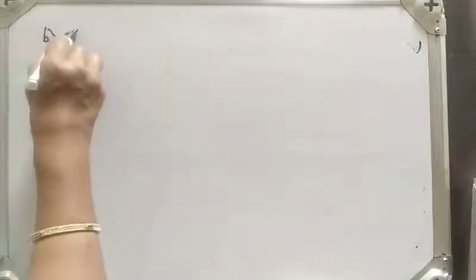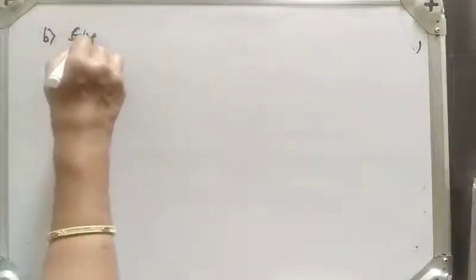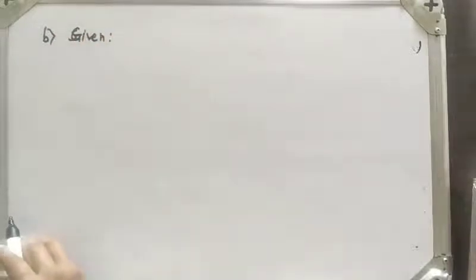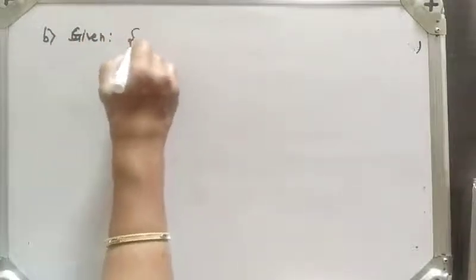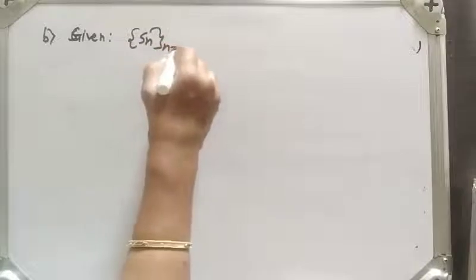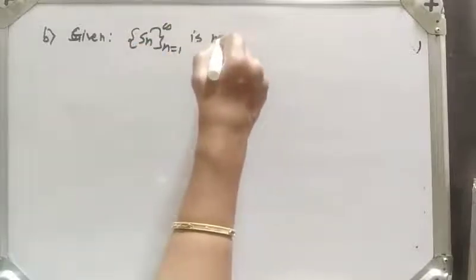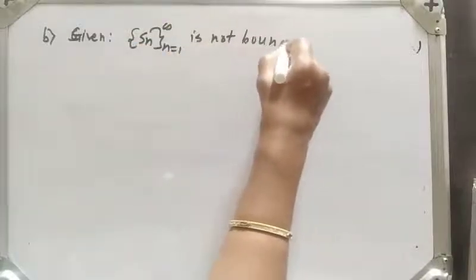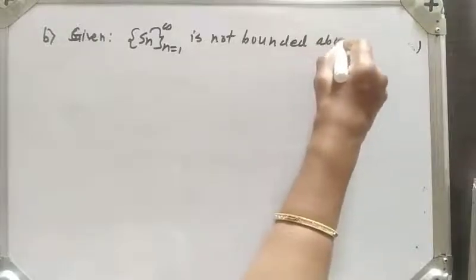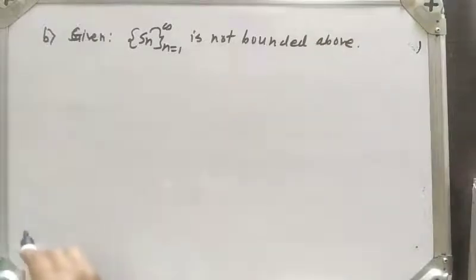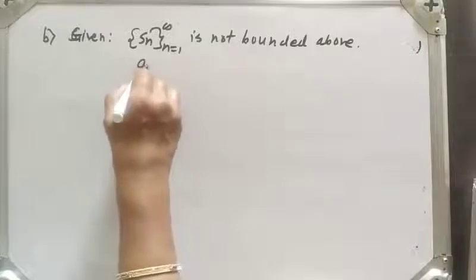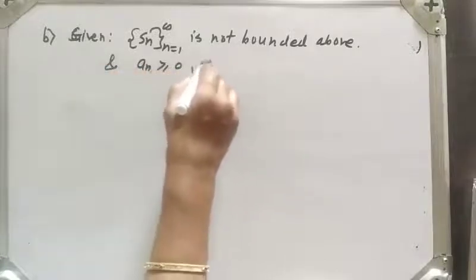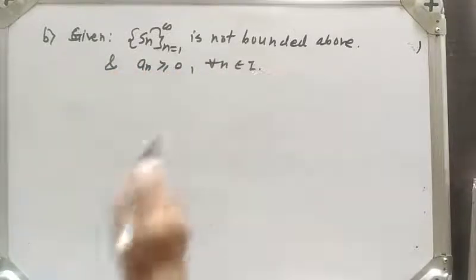Now to prove part B. What is B? What is given in B? In B, what is given to us? If the sequence Sn is not bounded above, the sequence Sn is not bounded above. Again, the series an is of all non-negative terms, which means an is greater than or equal to 0 for all n belongs to I.